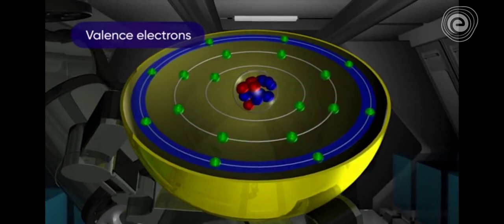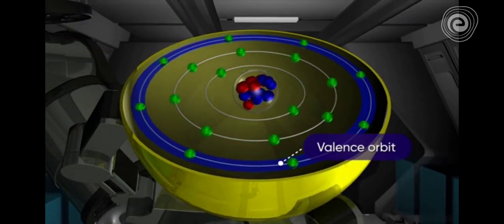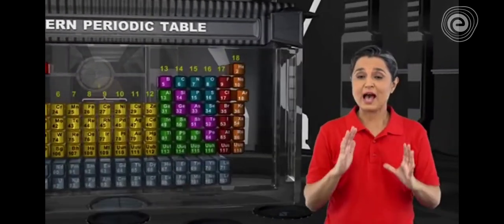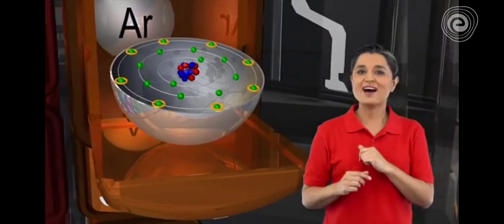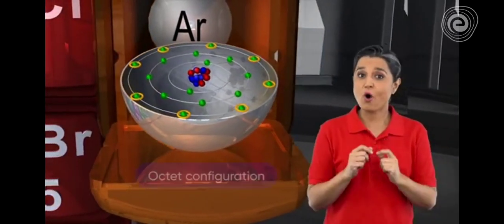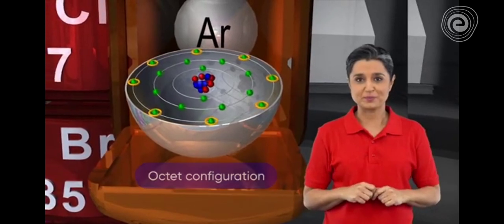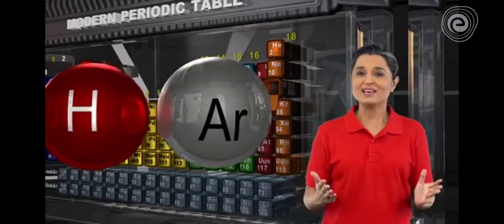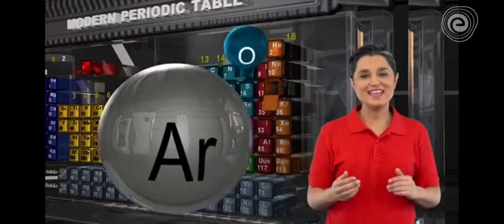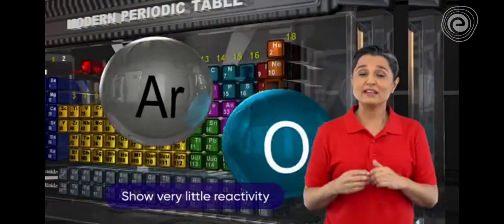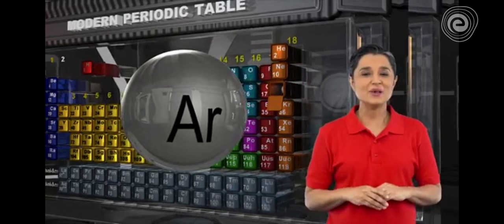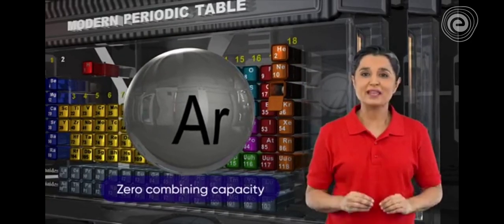is called valence orbit. The elements with completely filled outermost orbits containing 8 electrons are said to possess an octet configuration. Such elements do not combine with other elements easily and hence show very little reactivity. Therefore, they are said to have zero combining capacity.